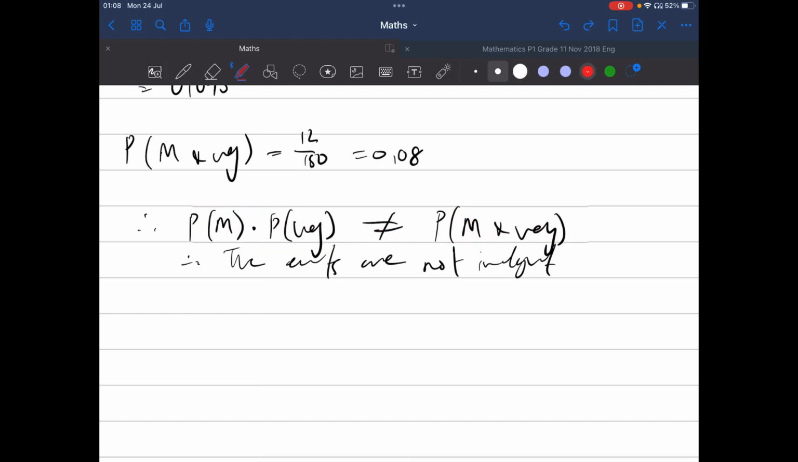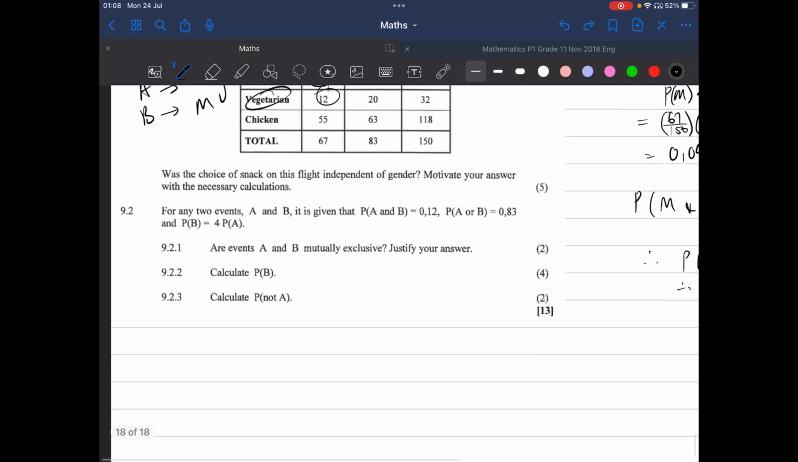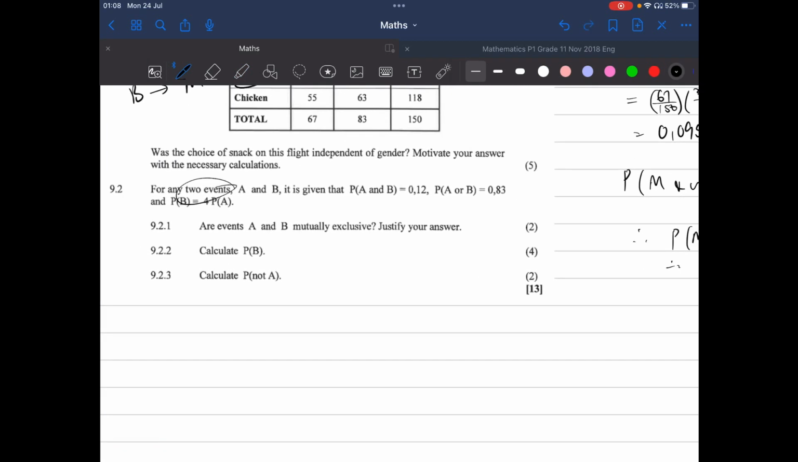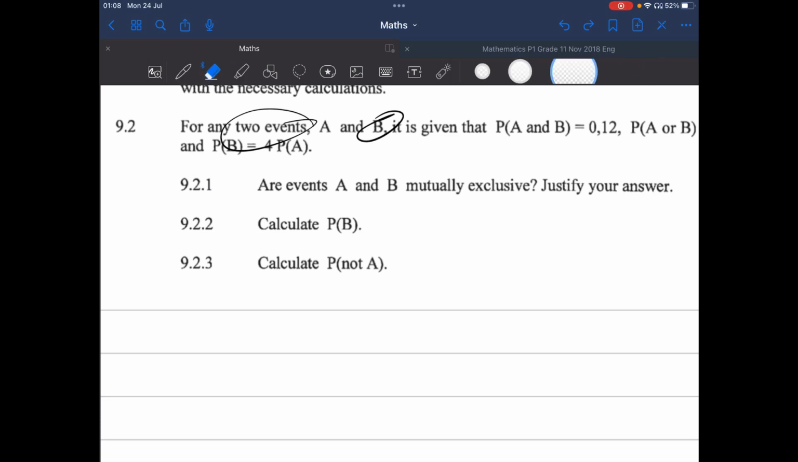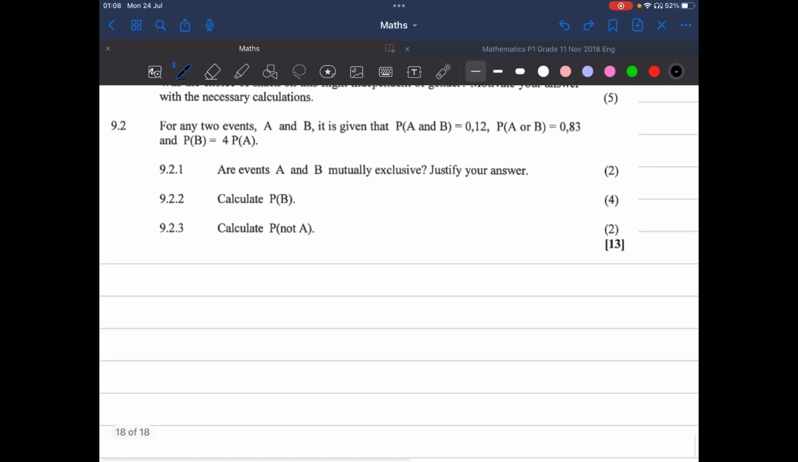Let's look at 9.2 now. 9.2 says, for any two events A and B, it is given that P(A and B) equals 0.12, P(A or B) equals 0.83, and P(B) equals 4 times P(A). Are the events A and B mutually exclusive?